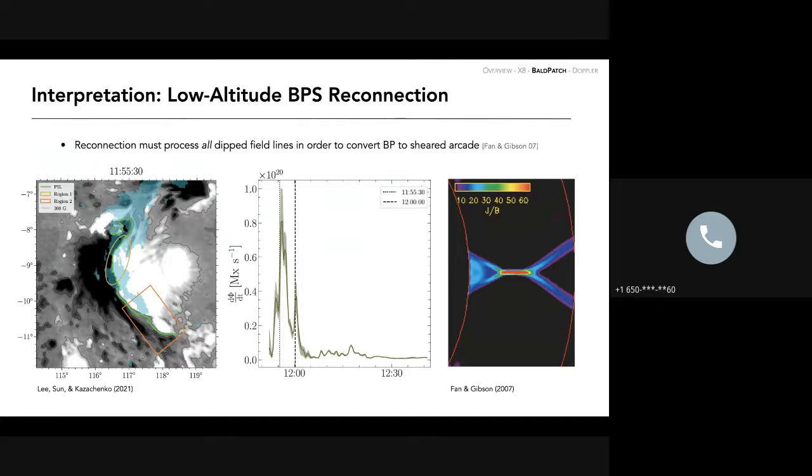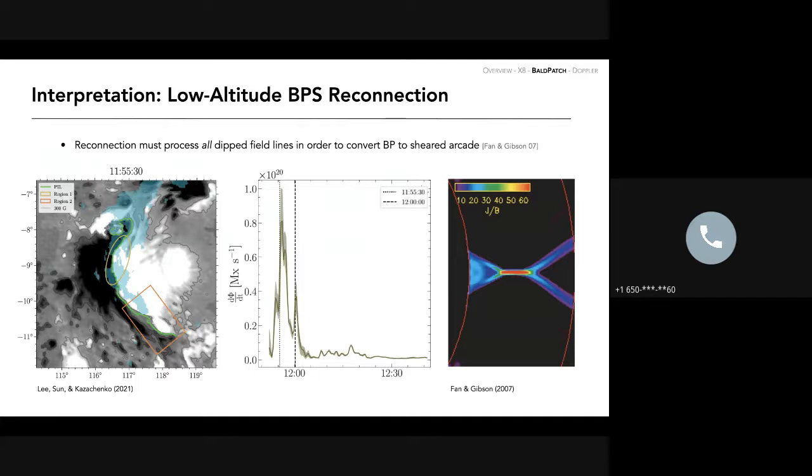And in the kink unstable case, the flux rope split in two, and the bottom half actually remained in the corona and remained attached at the bald patch. In that case, the bald patch survived. And that means the reconnection in the current sheet does not proceed all the way to the photosphere.